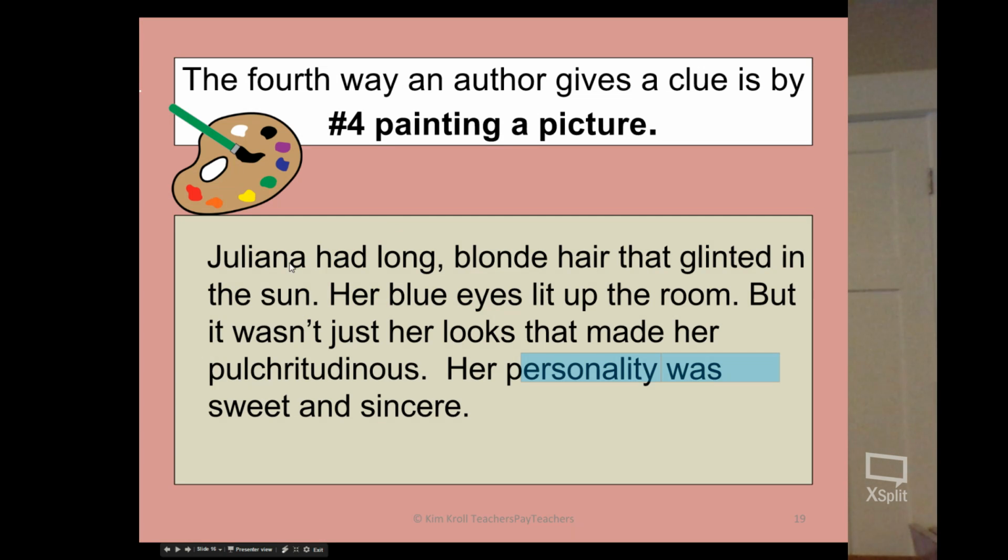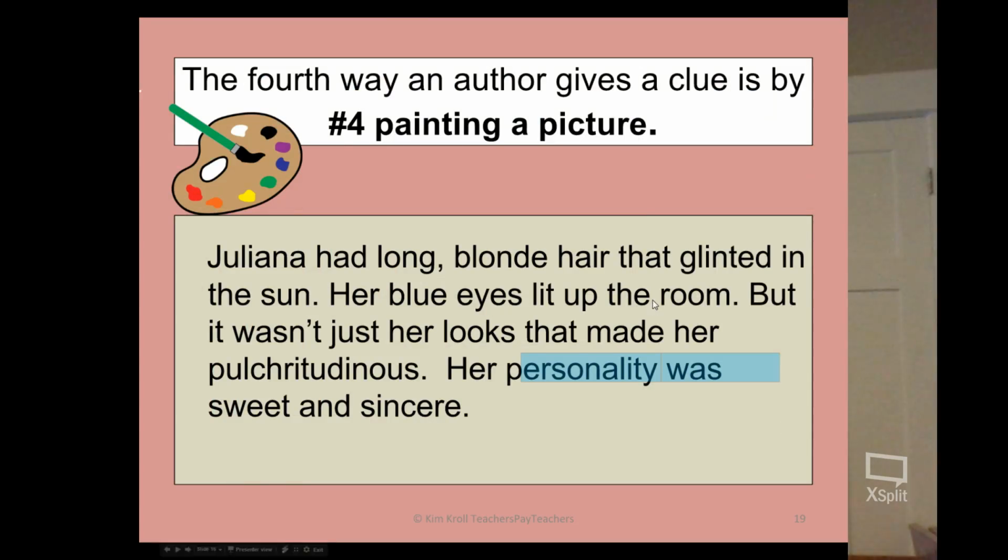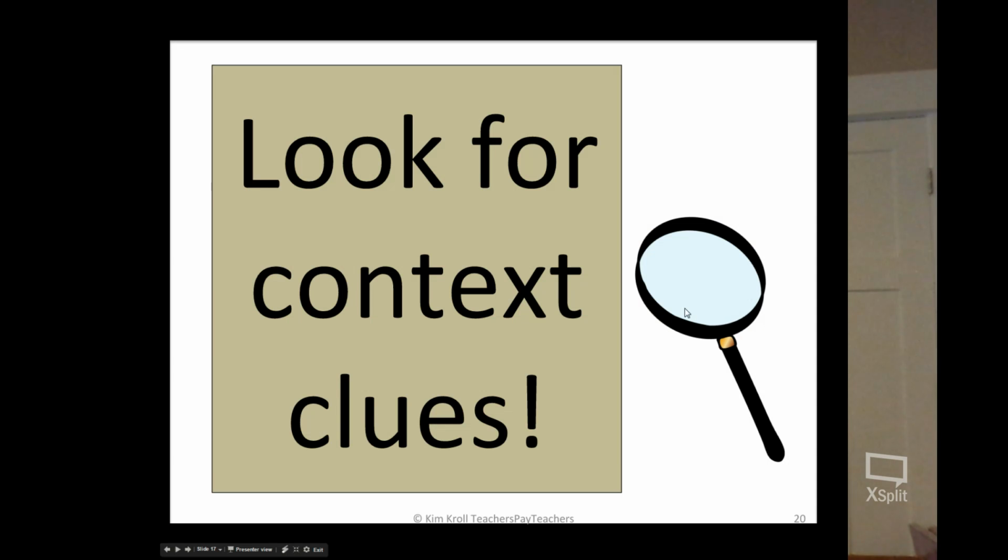The fourth way an author gives us a clue is by painting a picture. Juliana had long blonde hair that glinted in the sun. Her blue eyes lit up the room. But it wasn't just her looks that made her plutocrindinius. Her personality was sweet and sincere. So we get this whole paragraph painting this picture of this lovely girl and who she is, which kind of gives us the answer to what plutocrindinius means, and I'm probably even saying that wrong. Okay? But we can understand that it's probably someone who is really sweet or beautiful. Okay, so you gotta look for these context clues.